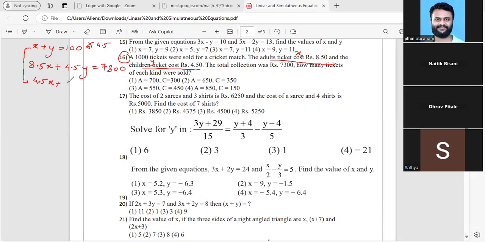4.5x plus 4.5y is equal to 1,000 multiplied by 4.5 is 4,500. Now what I'll be doing, not add, I'll be subtracting these two equations. So I'll be changing the signs. 8.5 minus 4.5 gives you 4x on the left hand side. Y goes, and on the right hand side, I have 6850. Now tell me, what is 6850 divided by 4?